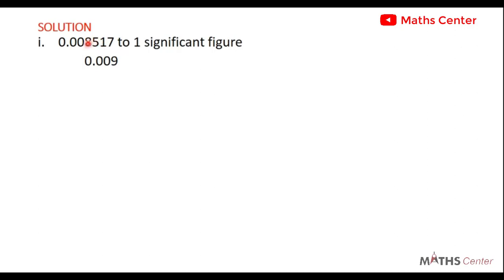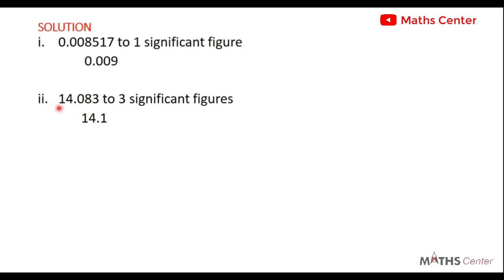So we add 1 to the 8, then we ignore the rest. Let's take the next question. You are supposed to correct 14.083 to 3 significant figures. So look for the third significant figure. In this case, the third significant figure is going to be this.